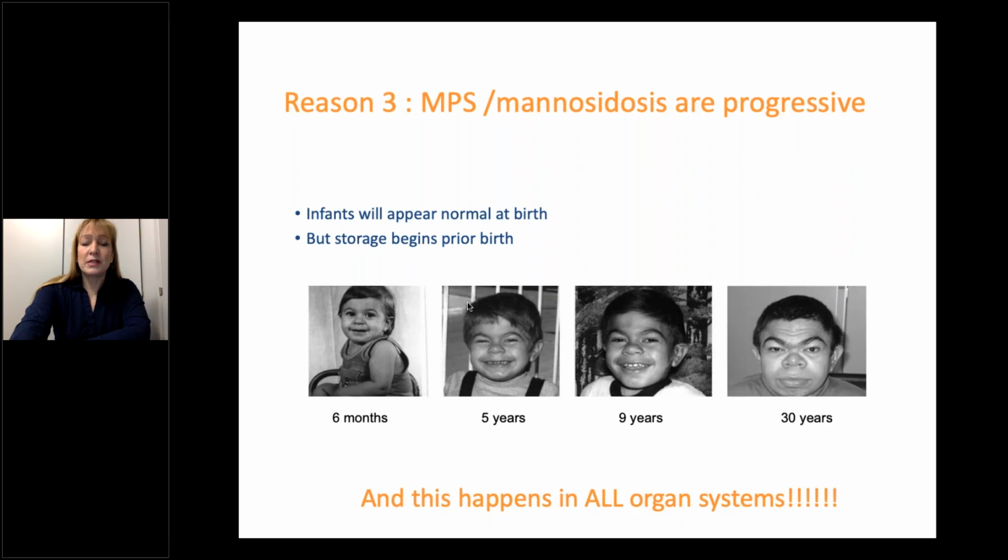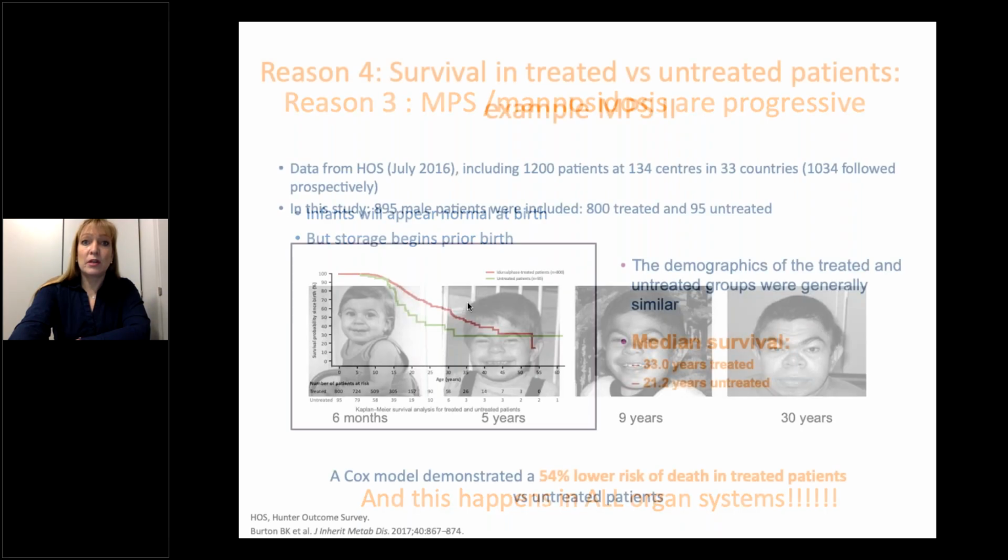And I showed you already these pictures, and I would like to highlight again that this is happening in all organ systems. So if you start a treatment and you have irreversible organ damage, the irreversible damage is there, but what you want to do is to avoid any irreversible organ damage.